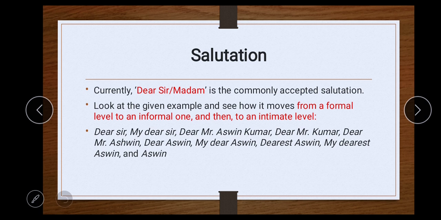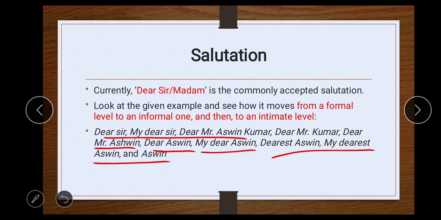Look at the given example and see how it moves from a formal level to an informal one, and then to an intimate level. Dear sir, my dear sir, this is the formal. Then dear Mr. Ashwin, dear Ashwin, my dear Ashwin, it comes to the informal one. And then dearest Ashwin, my dearest Ashwin, and Ashwin, it comes to the intimate level.